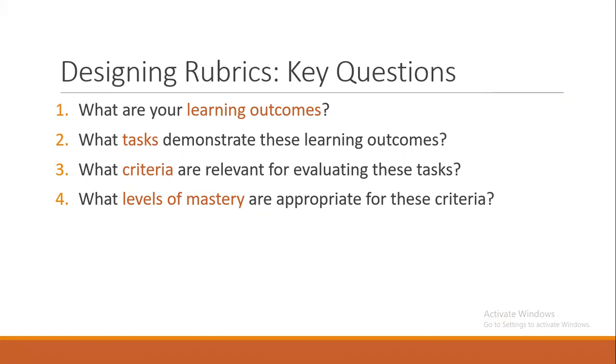The first one is, what are your learning outcomes? You might have 5 or 6 learning outcomes for the course, but which ones of those are relevant for this assignment? And then what tasks demonstrate these learning outcomes? This is part of actually designing the assignment. What are students going to be actually doing here in order to demonstrate that they've achieved these learning outcomes?